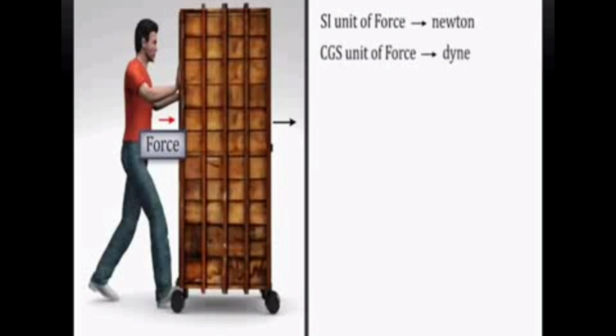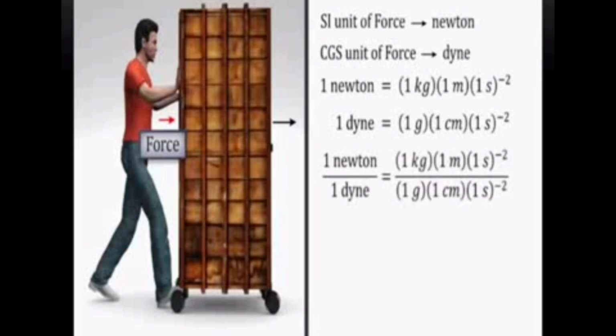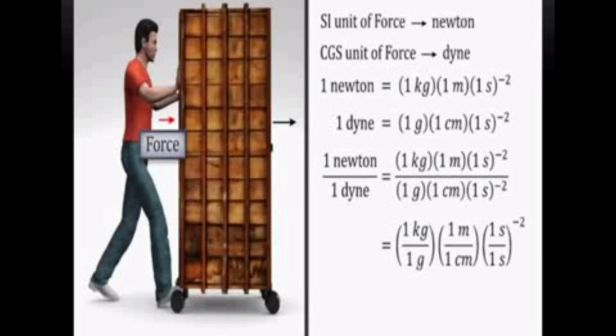The CGS unit of force is dyne, that is in the CGS system. Right? 1 Newton equals 1 kilogram, 1 meter, 1 second power minus 2. Okay, it's the MKS system. So these are all different systems for measuring length, mass and time. 1 dyne equals 1 gram, 1 centimeter and 1 second power minus 2. So substituting that value, we can convert from one form to another.